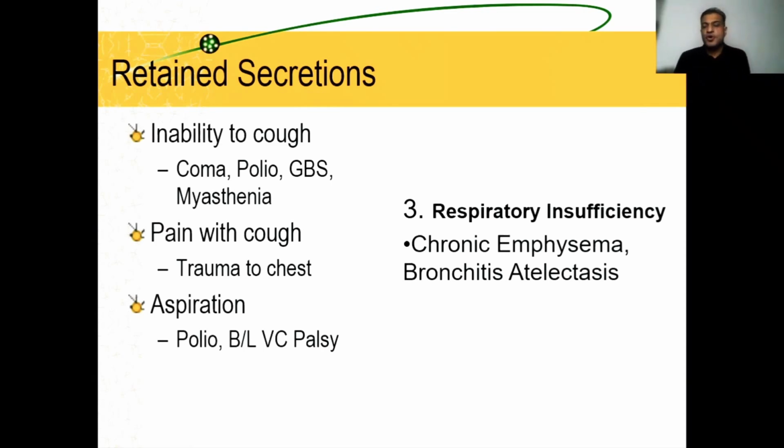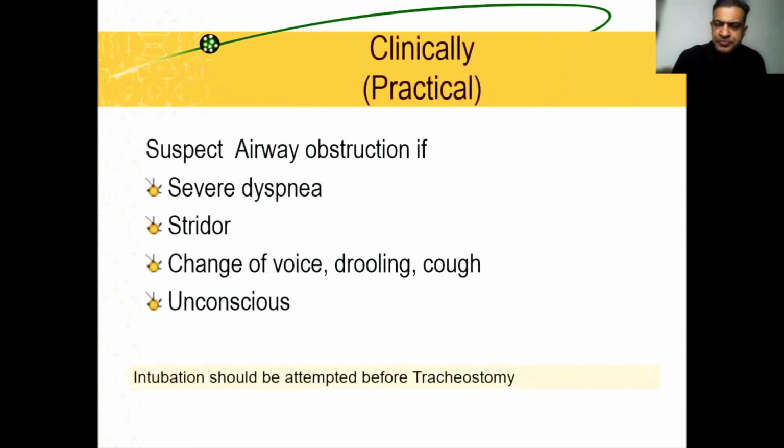Or conditions like all four nerve palsy, where all four means the recurrent and the superior laryngeal nerve palsy, or conditions where the patient might go into severe aspirations. And the third R is respiratory insufficiency in cases of severe chronic emphysema, bronchiectasis, bronchitis, atelectasis, where we can do proper suctioning from the tracheostomy tube. So respiratory obstruction, retained secretions, and respiratory insufficiency are three important indications.